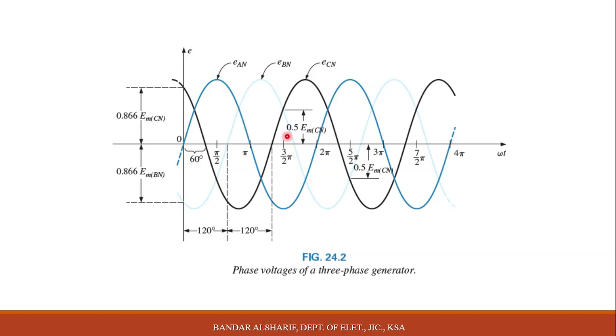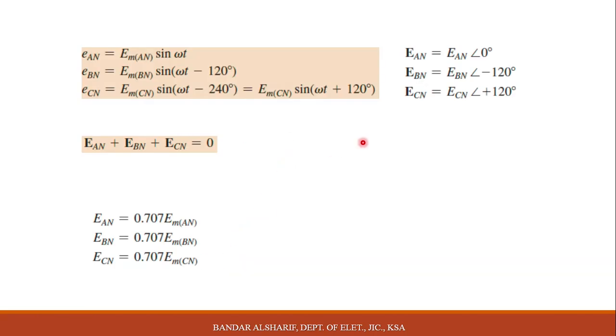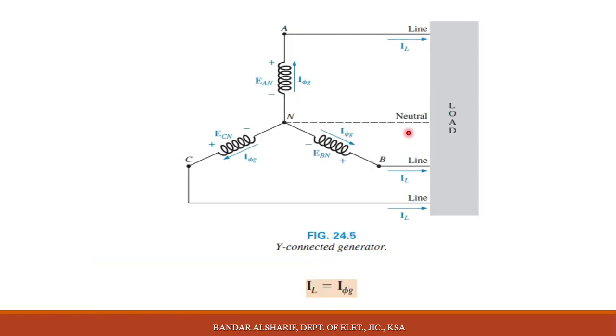Because it is a balanced system, you will get all the values for the magnitude the same. You will not find different values in the magnitude. Only the change will be in the phase shift between them. Okay, and we know that between each phase and phase there is 120 degrees, either positive sequence or negative sequence.